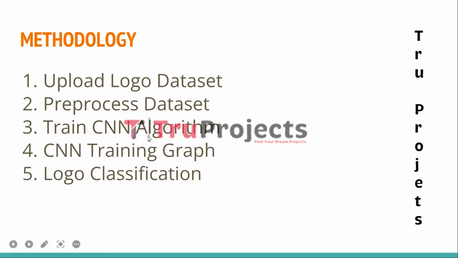And the third module is Train the CNN Algorithm. In this module, the convolutional neural network algorithm is trained using the 80% training images from the dataset. The CNN algorithm is a deep learning approach commonly used for image classification tasks. The model is trained to recognize and classify the logo based on the training images. Once the model is trained, it will be applied to the 20% test images to evaluate its prediction accuracy.